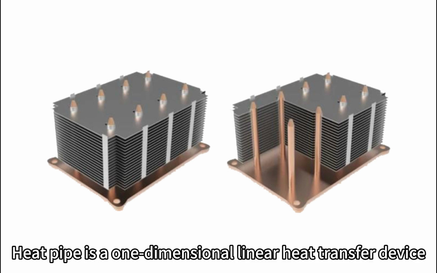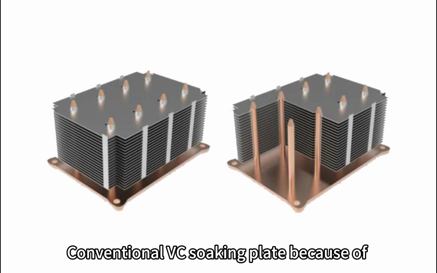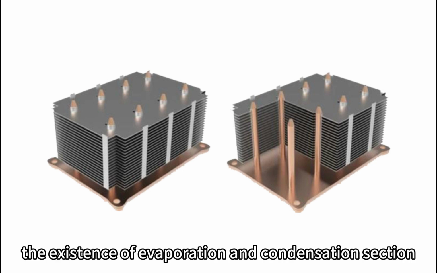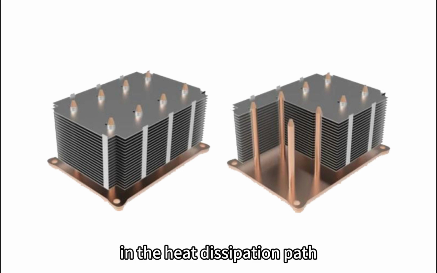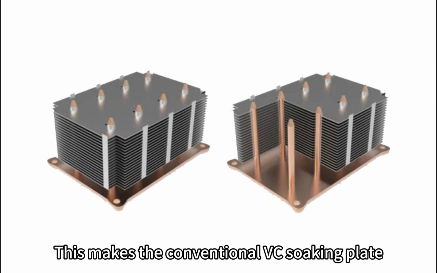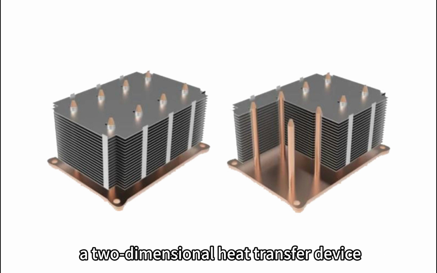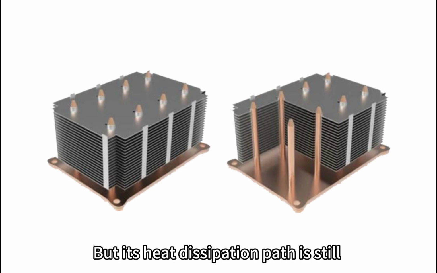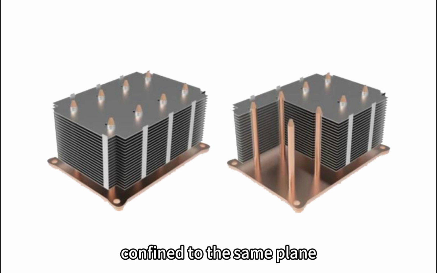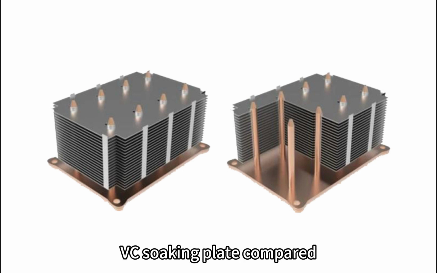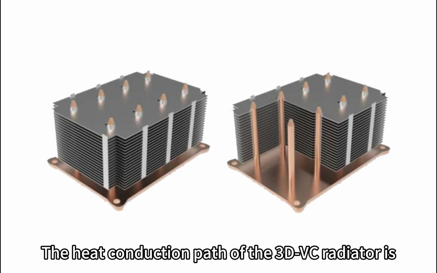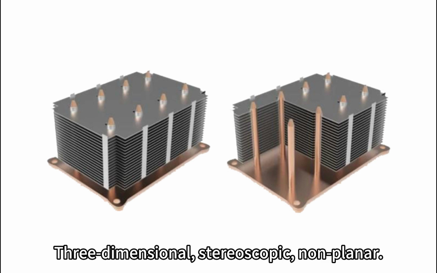A heat pipe is a one-dimensional linear heat transfer device. The conventional VC soaking plate, because of the existence of the evaporation and condensation sections, has multiple distribution possibilities in the heat dissipation path, depending on the design location. This makes the conventional VC soaking plate a two-dimensional heat transfer device, but its heat dissipation path is still confined to the same plane. Compared with the one-dimensional heat conduction of heat pipes and the two-dimensional heat conduction of the VC soaking plate, the heat conduction path of the 3D-VC radiator is three-dimensional, stereoscopic, and non-planar.